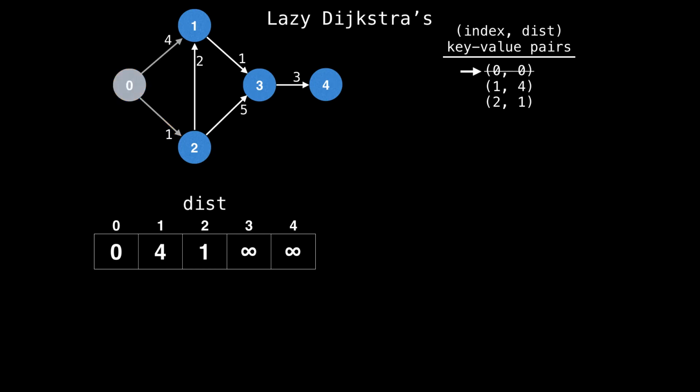To decide which node we should visit next, Dijkstra always selects the next most promising node in the priority queue. To do this, simply poll the next best key value pair from the priority queue. Node 2 is the next most promising node because it has a distance of 1 from the start node, while node 1 has a greater value of 4.